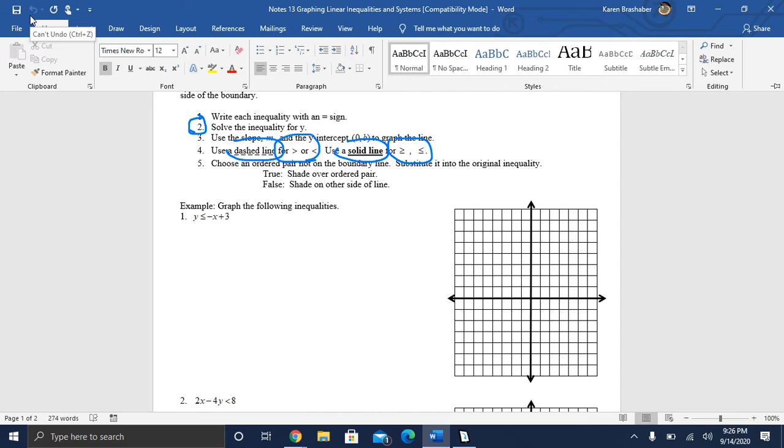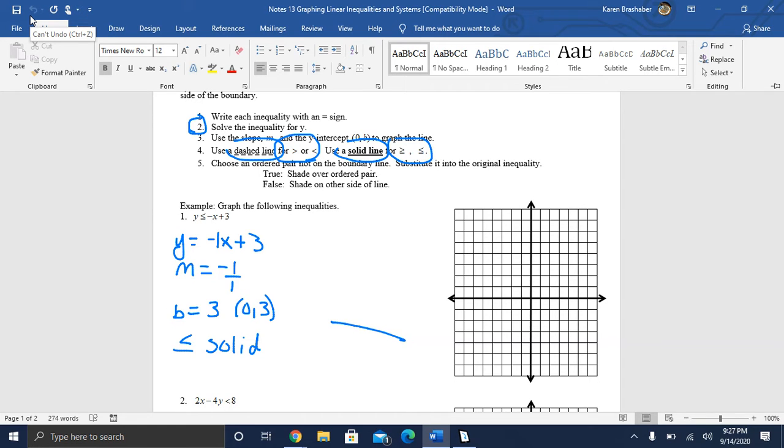So our first problem is already in y form. However, I am going to write it as an equal sign. So y equals negative 1x plus 3. So our slope is negative 1. I'll write that as a fraction. And our y-intercept is 3, so that we will start on the y-axis at 0, 3. We have a less than or equal to sign in the original problem. So that means that we will use a solid line when we graph.